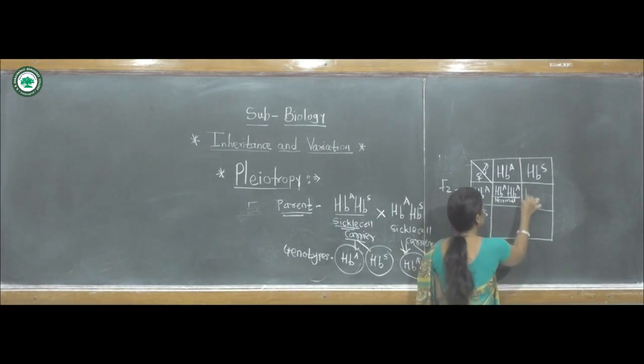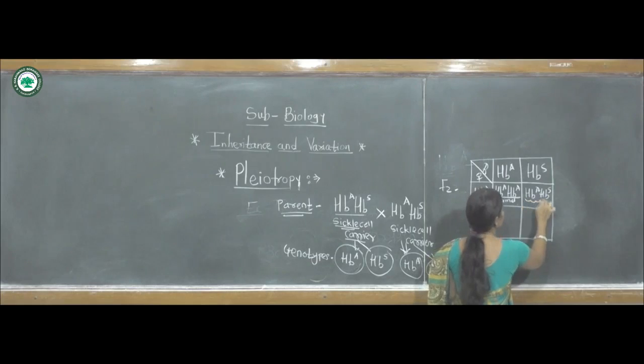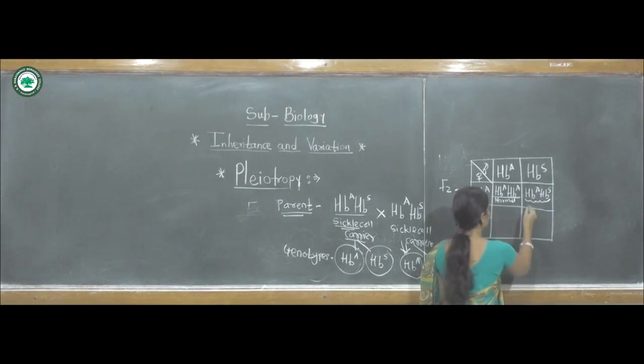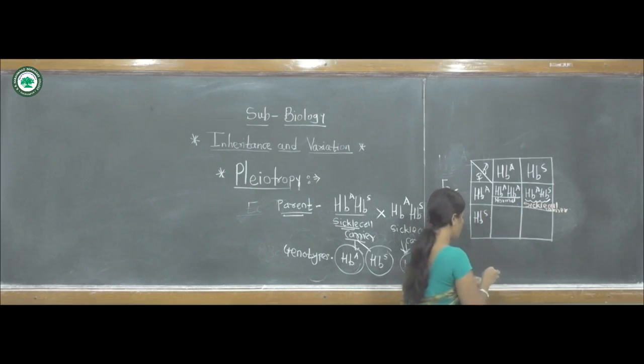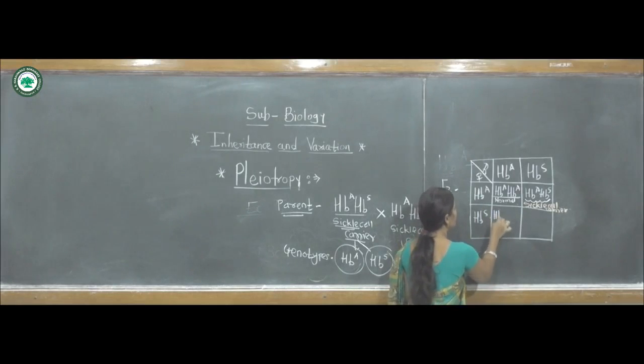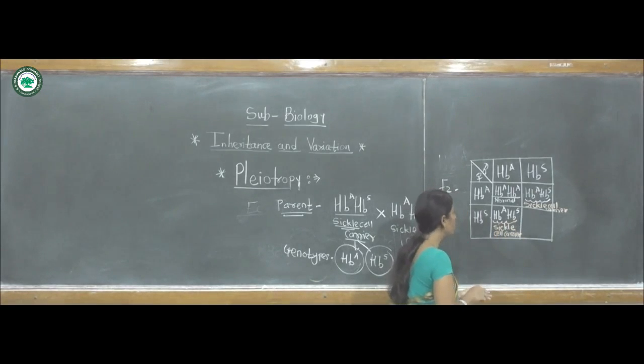Next one, HBA and HBS, this is a sickle cell carrier. Next one, HBA and HBS is another sickle cell carrier. Now the last one, HBS and HBS.